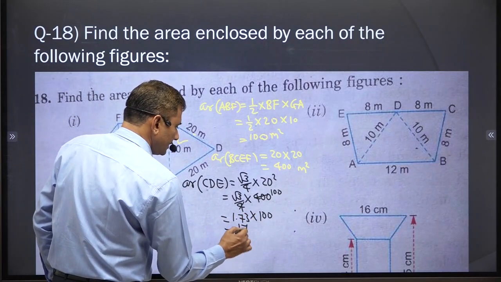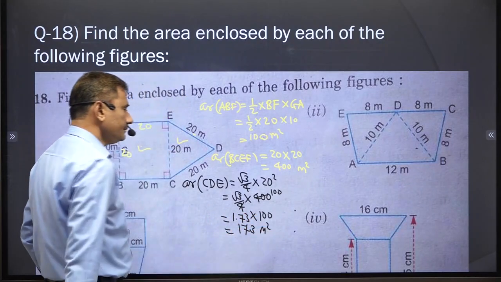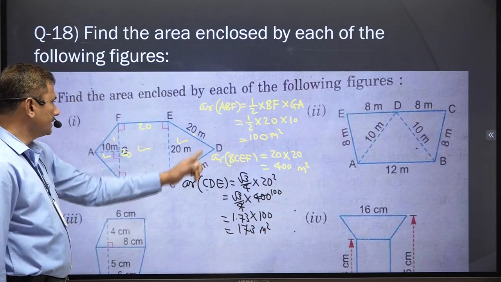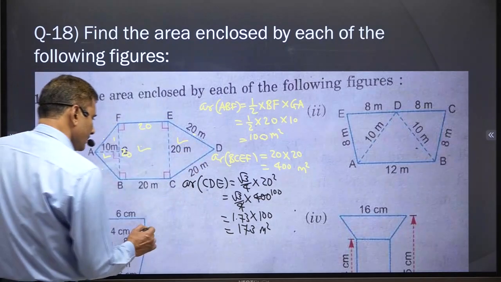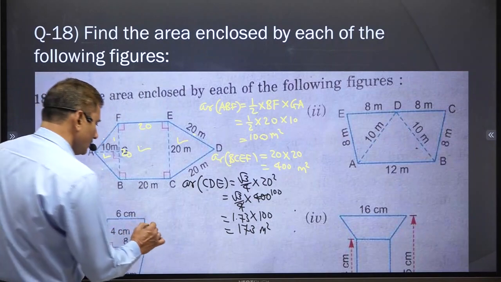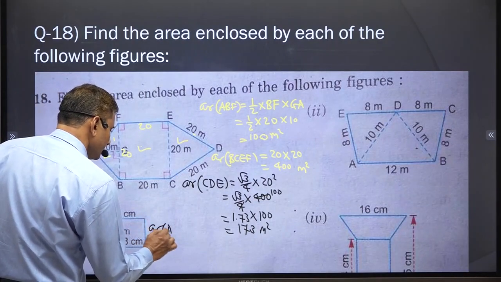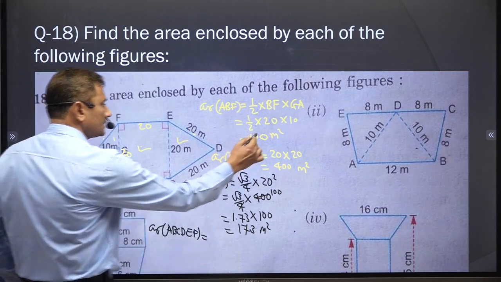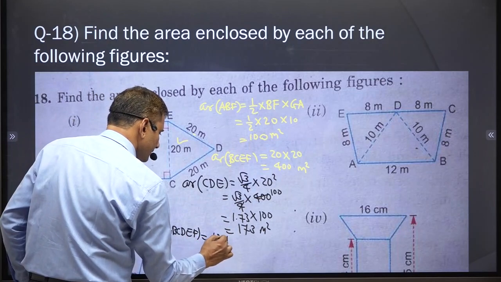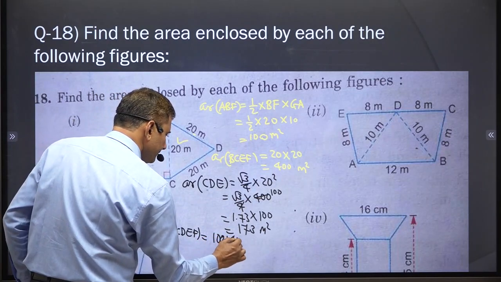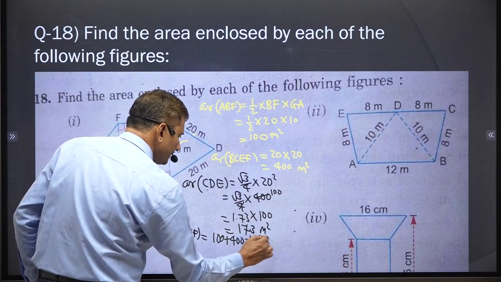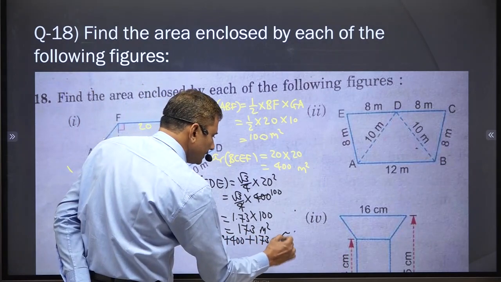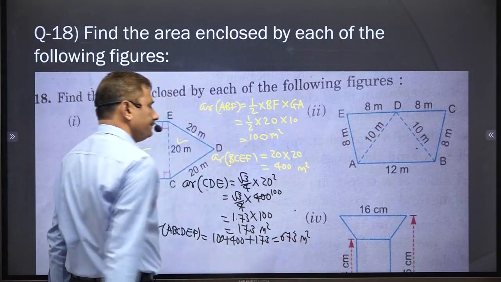Okay, so it is 173 meters square. Now you can say the area of the whole figure, which is A, B, C, D, E, F. So I can give my final answer, the area of A, B, C, D, E, F. Just add all of them: 100 plus 400 plus 173 equals 500, 600, 673 meter square.